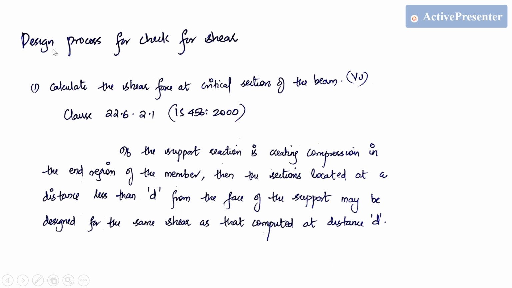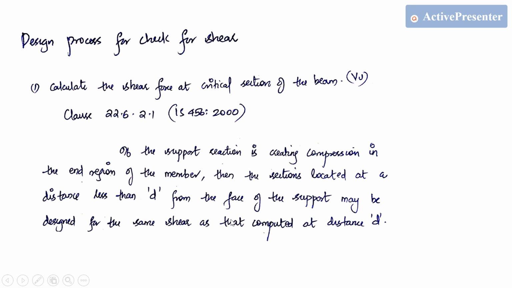Now, the design process. The first step, as I discussed, is to calculate the shear force at the critical section of the beam. We will denote this by Vu, the critical section shear force. Clause number 22.6.2.1: as a summary, if the support reaction is creating compression in the end region of the member, then the section located at a distance less than d from the face of the support may be designed for the same shear as that computed at distance d.